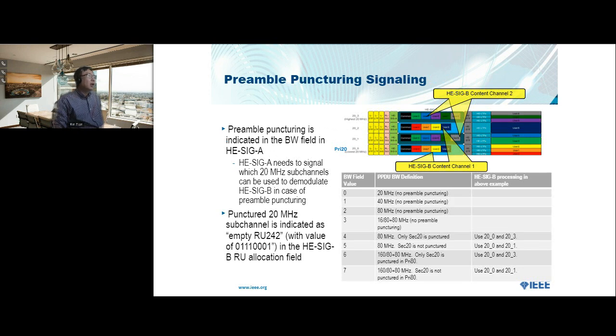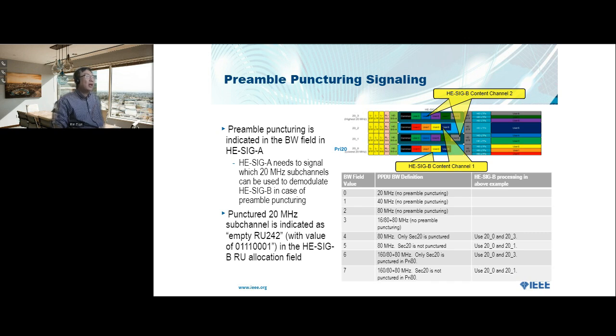Okay, so how is preamble puncturing indicated? It's called preamble puncturing. Remember, the HE-SIG-A portion is duplicated every 20 MHz, so you don't need to indicate anything in the HE 20 MHz. If that channel is punctured, you don't need to do anything. But the HE-SIG-A bandwidth field will tell you, in the HE-SIG-B portion, which content channel is punctured.